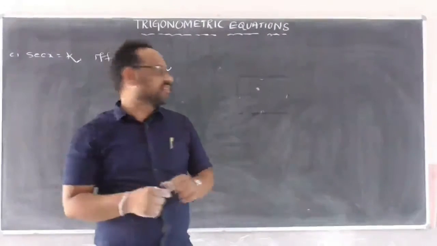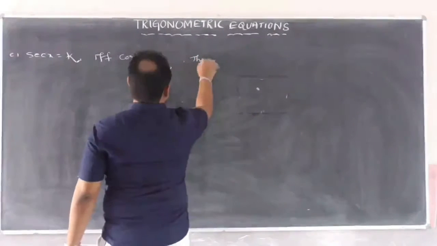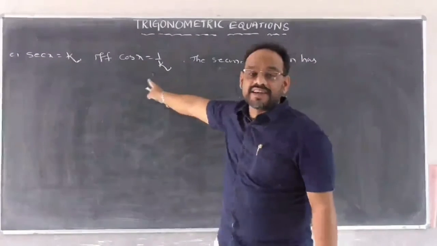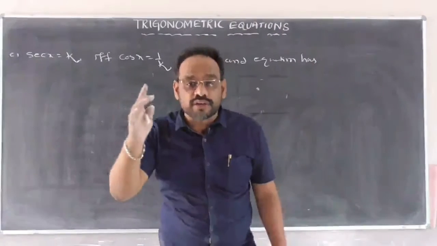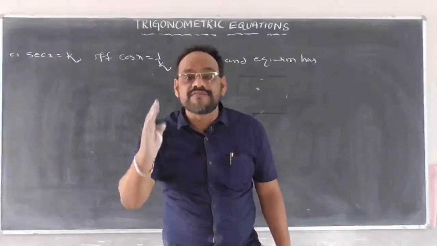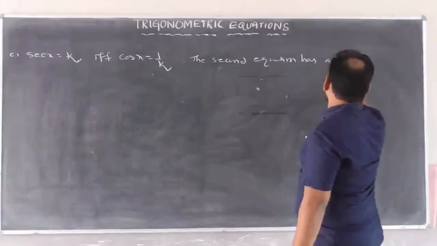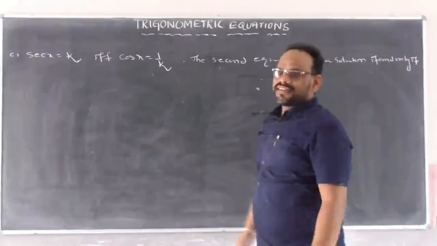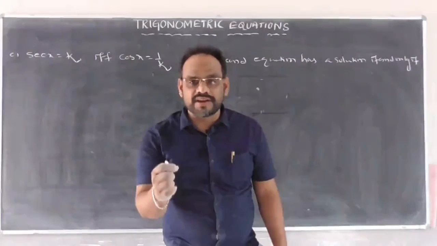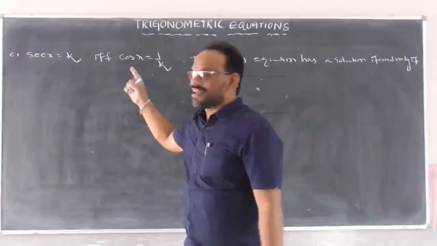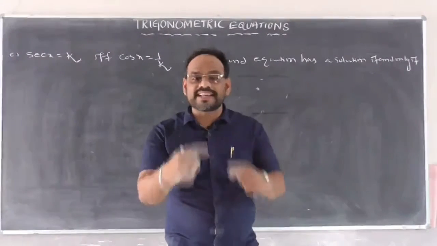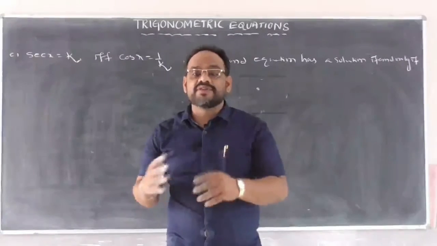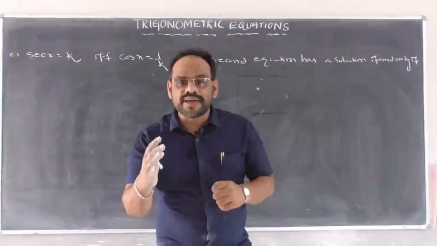The second equation, cos x equals 1 by k, has a solution if and only if secant x equals k. That means cos x equals how much? Cos is the reciprocal of the secant function. So cos x equals 1 by k, and this has a solution.